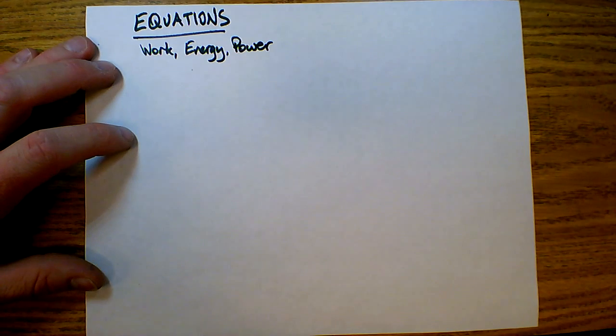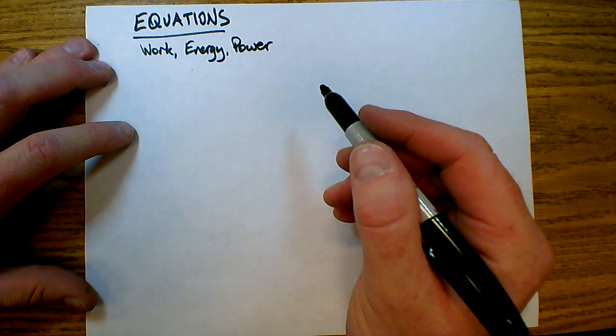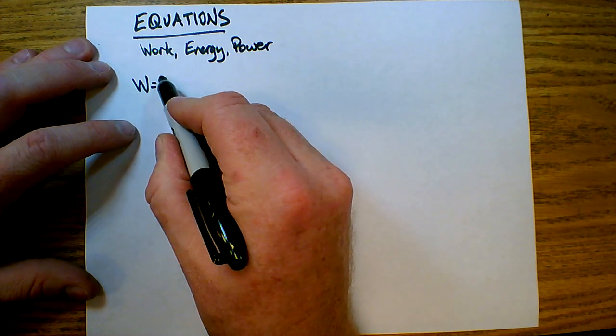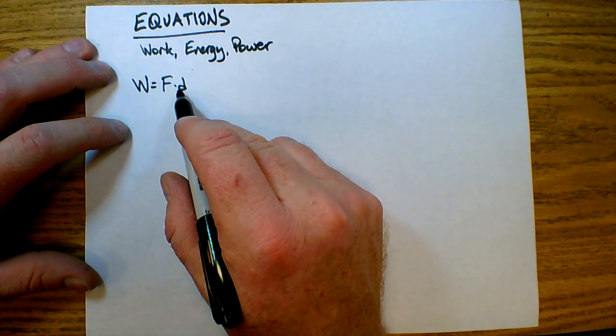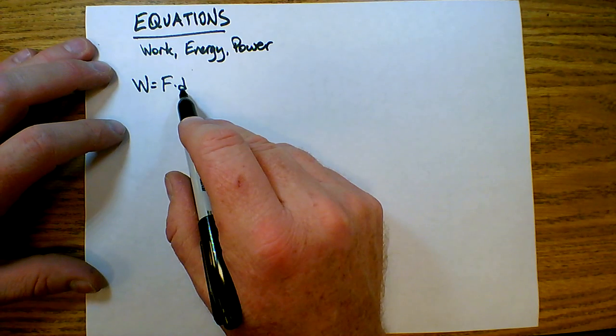Alright, let's talk about more equations. Specifically, we're going to talk about equations that deal with work, energy, and power. So work, we remember the formula force times displacement. And force times displacement works if we have a constant force and it's in the same direction as the displacement.